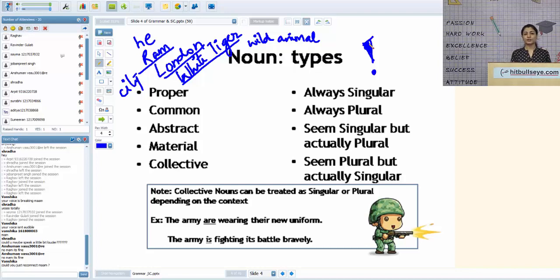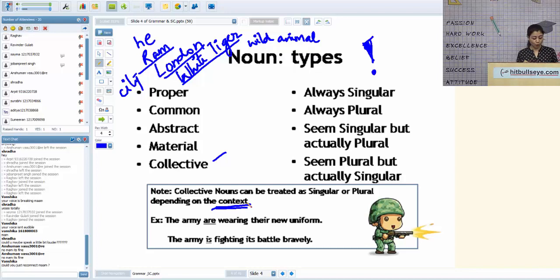Okay, coming to material noun. So any material, wood, silk, cotton, anything that leads to formation of objects. Collective noun talks about things in groups, right? Like a herd of sheep, a pack of cards, a bunch of keys. So that's collective noun. For collective noun, we have a little bit of rule here that you guys need to remember. Collective nouns can be treated either as singular or as plural depending on the context.